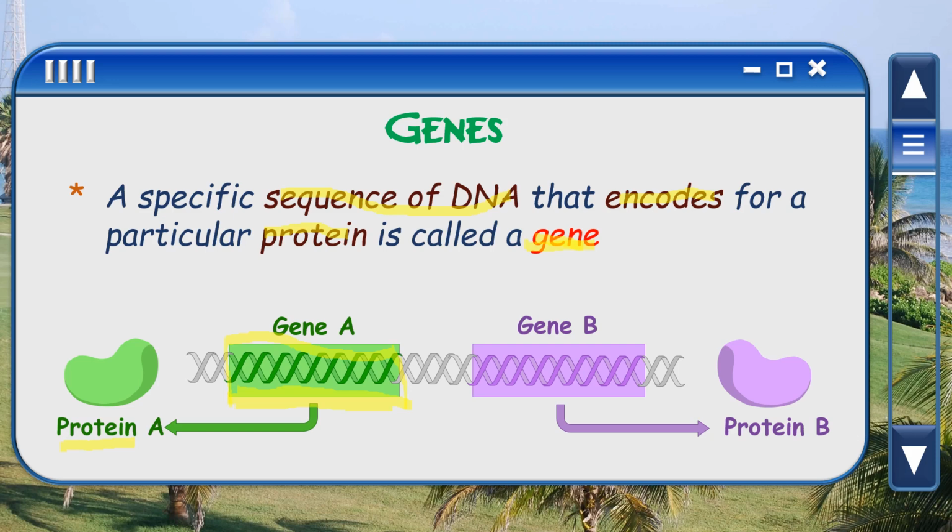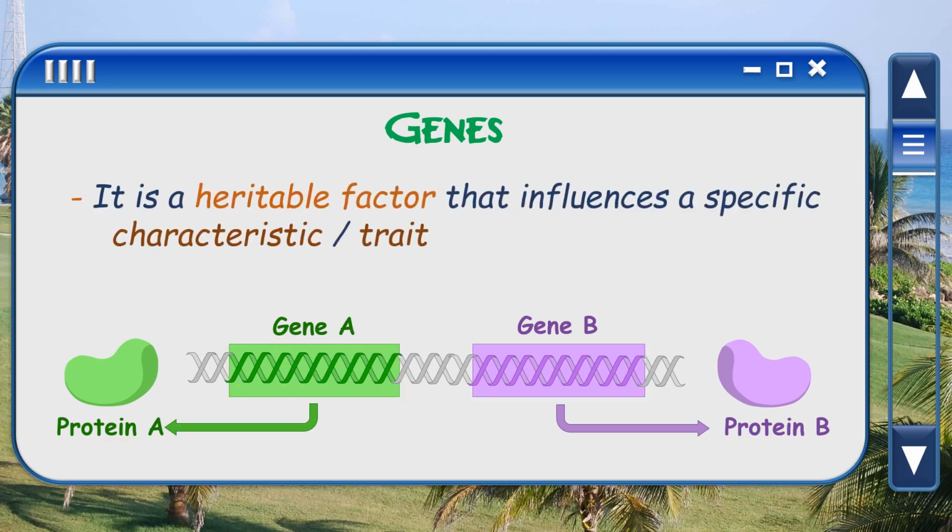When you look at this side on part B, on the same chromosome, there is this sequence here. That sequence of DNA encodes for this protein. And that sequence of DNA that encodes for this protein is the one that we are referring to as a gene. So it is a heritable factor that influences a specific characteristic or trait. It is a character or a factor that can be inherited. It can be passed on to the offspring, and it influences a specific trait or a specific character. That is a gene.